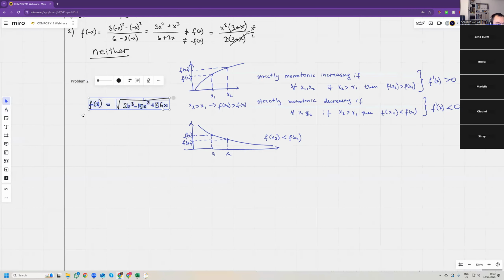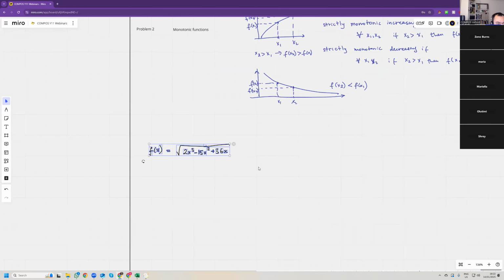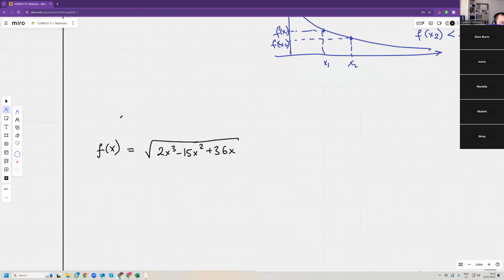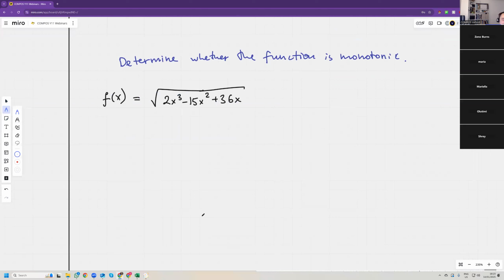So let's see. The task is to determine whether the function is monotonic. All right, so what do we need to do? Well, we can either try to find f of x1 minus f of x2, but that's going to be a big hassle. So what I'm going to do is I'm going to differentiate.